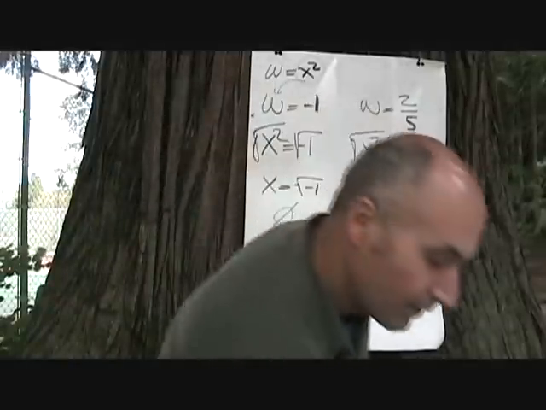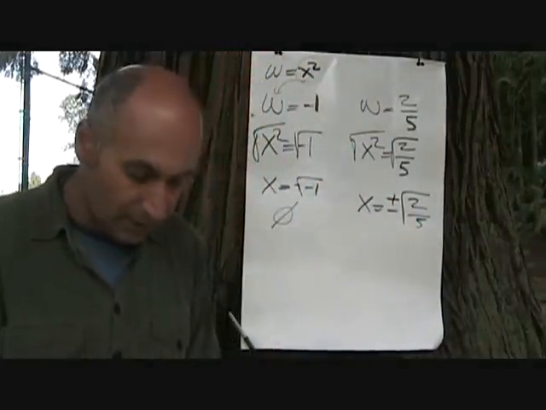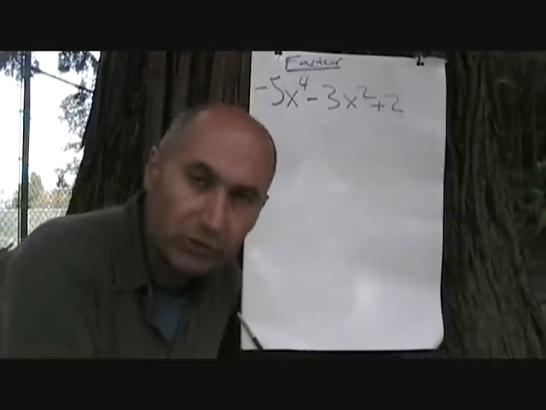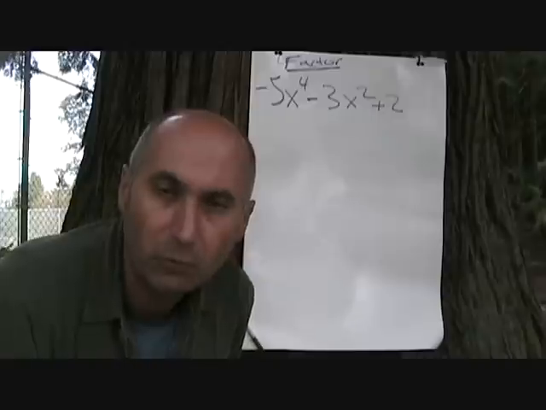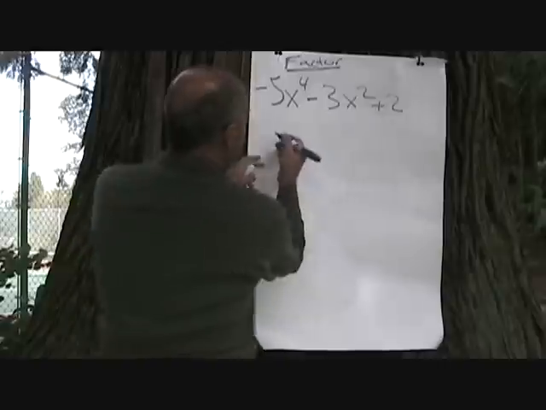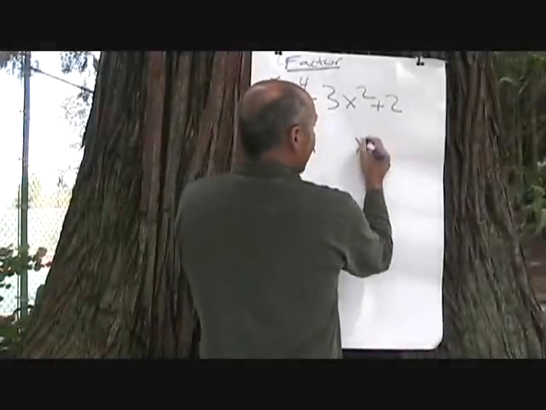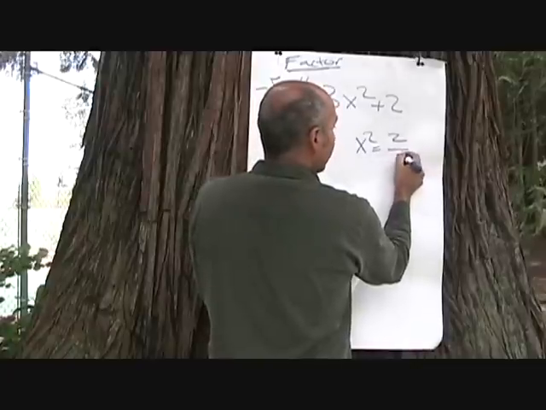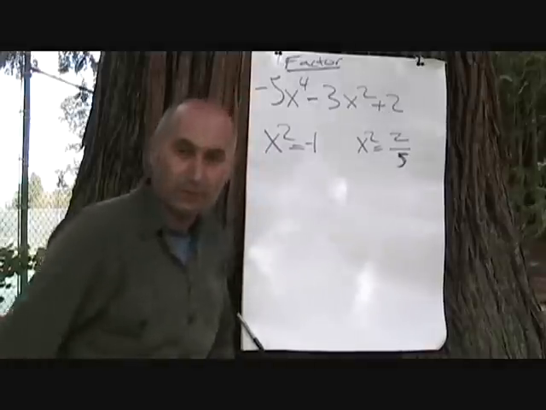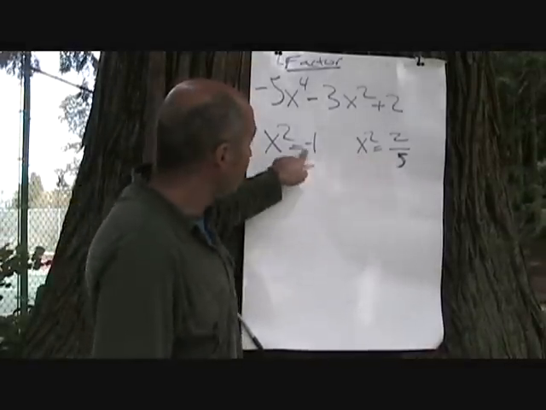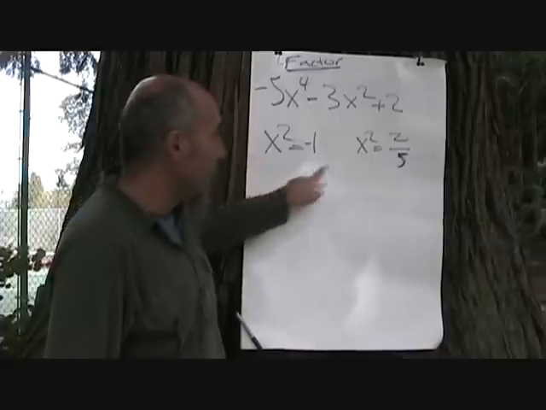If we're trying to find the factors, let's do an aside. If the question said, find the factors of this, the factors would be in the following form. Let's say they ask you to factor this, not to solve it. What we would do is all the steps that we did before, and we ended up with x squared is equal to negative 1, and x squared is equal to 2 over 5. This one we couldn't take down any further, but this one we could.